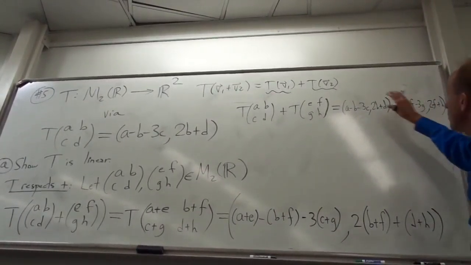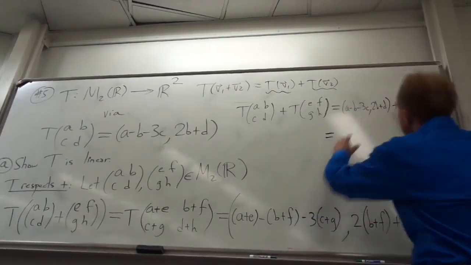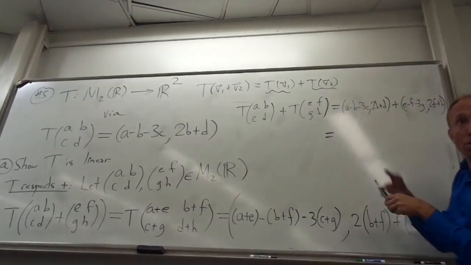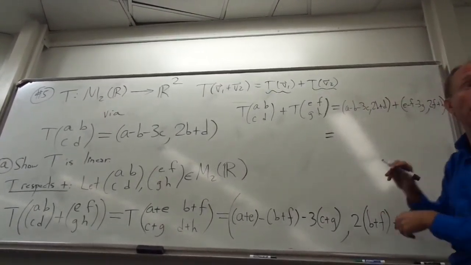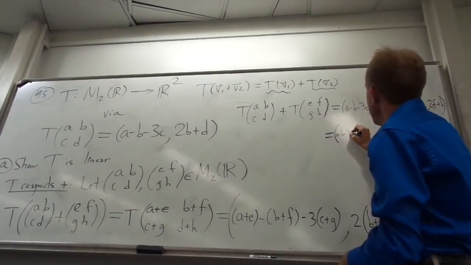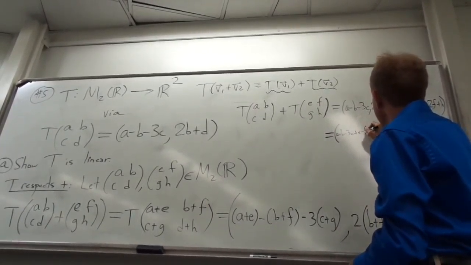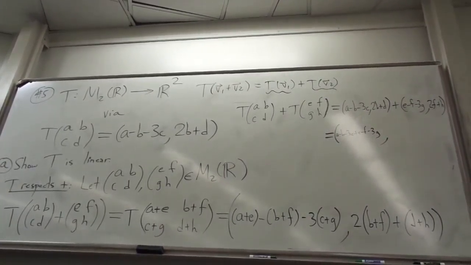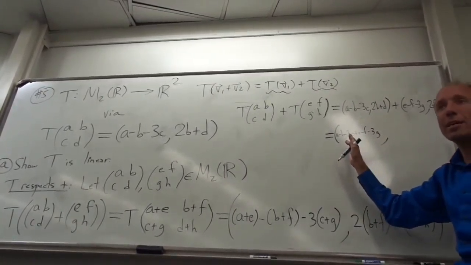Now, when you add those together, notice there's no T's anymore. Once you've transformed the vectors, the T's are completely gone. Now we just add them slot by slot. So on the first slot, I have A minus B minus 3C plus E minus F minus 3G, right? All of that. Can you guys see that okay? I'm writing it kind of small here.